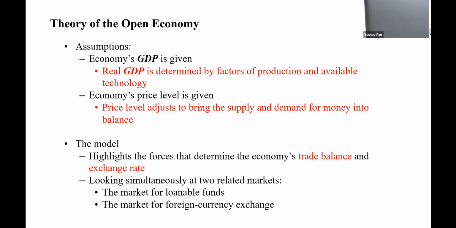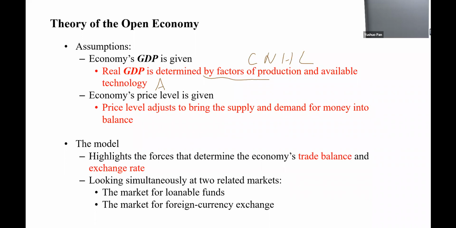The economy's GDP is given. The real GDP is determined by the factors of production and the available technology. The real GDP is the quantity of goods and services, and it's only decided by these two things: the available technology, that's A, and the other factors, which could be capital, human capital, natural resources, and the labor force.